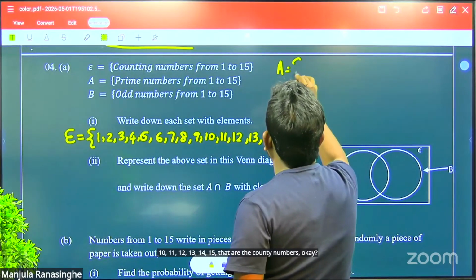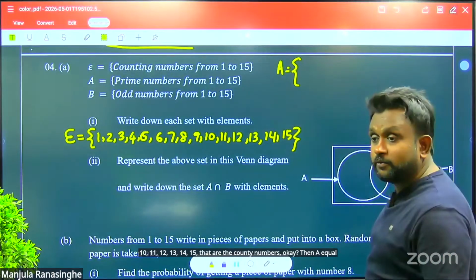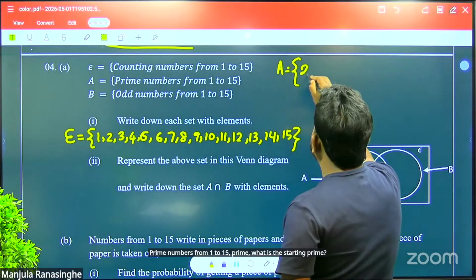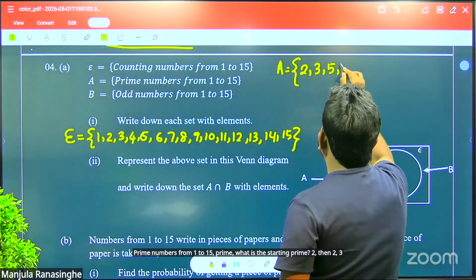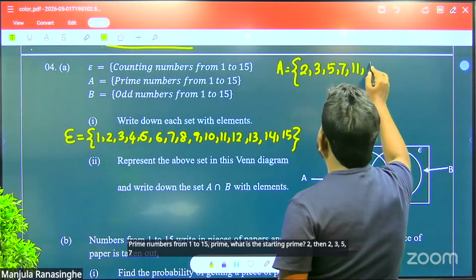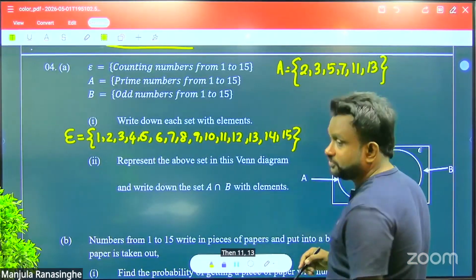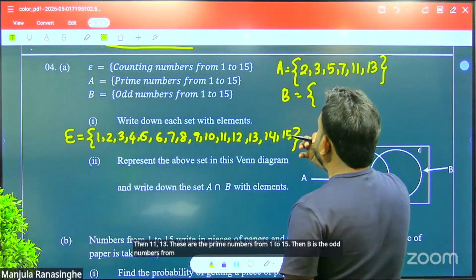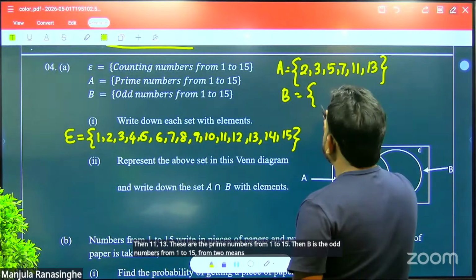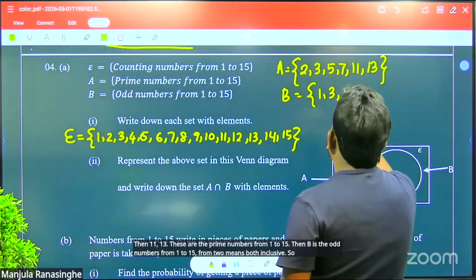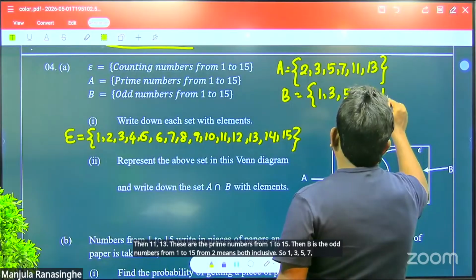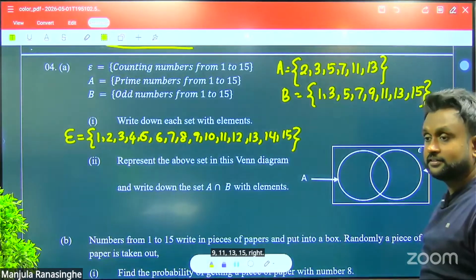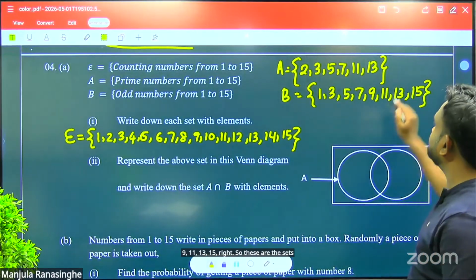Then A equals the prime numbers from 1 to 15. What is the starting prime? 2, then 2, 3, 5, 7, then 11, 13. These are the prime numbers from 1 to 15. Then B is the odd numbers from 1 to 15. From and to means both inclusive. So 1, 3, 5, 7, 9, 11, 13, 15. Right, so these are the sets. So you have 3 marks here.